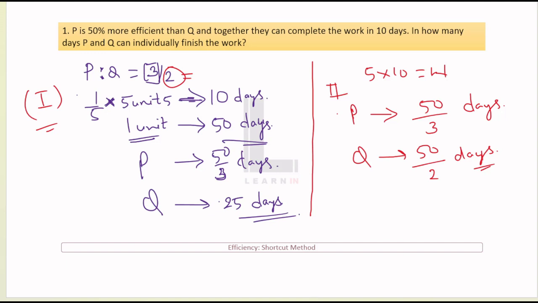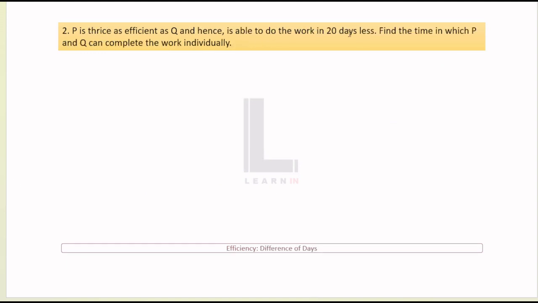The next question says that we have less number of days here. What are we going to do here? This question seems pretty daunting, but when you do it, it is pretty easy. P is thrice as efficient as Q. So 3:1 has been given as the efficiency. P is able to do the work in 20 days less. So the number of days would be the reciprocal of this, so we can write the number of days as 1 upon 3.